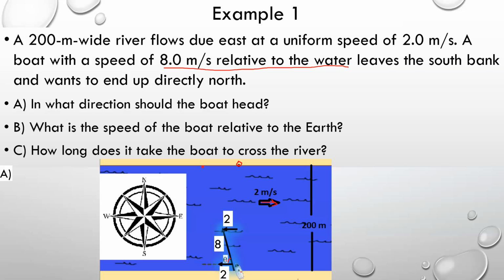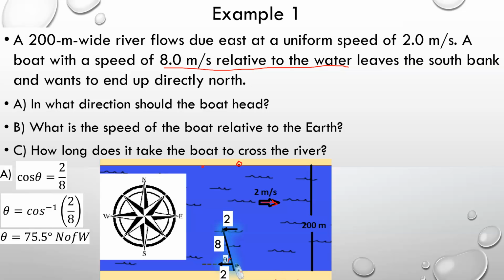So that's what we're going to do for part A. If you think about your trig functions, that would be adjacent over hypotenuse, so you would want to use cosine. So the cosine of this angle would be equal to 2 over 8. Take the inverse cosine of both sides, and you would end up with an angle of 75.5 degrees north of west. So what that means is that the boat should aim in that direction in order to end up going straight across. Now, someone on the shore will see the boat just go straight across, so let's see what that speed is.